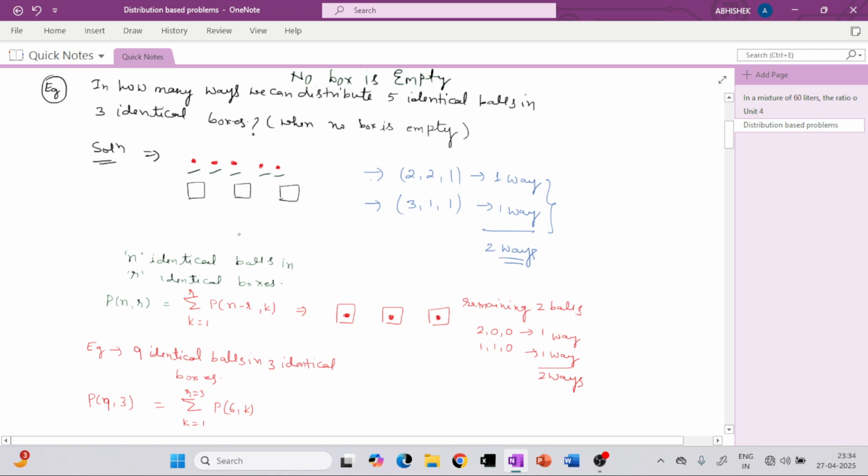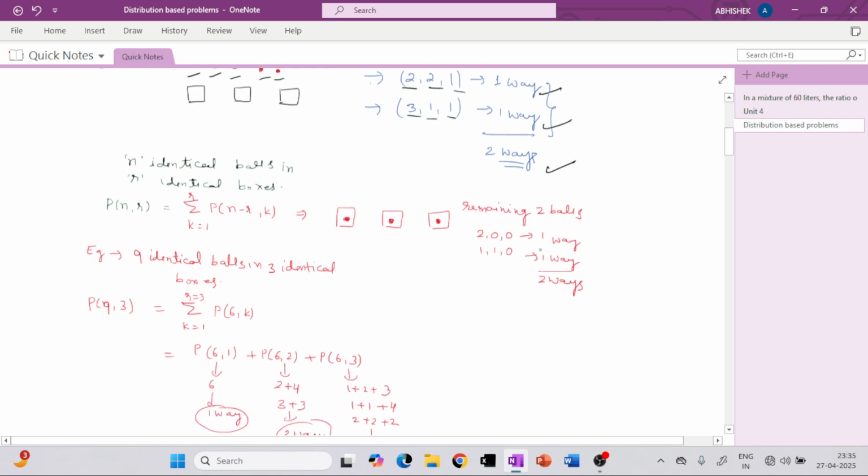Okay, so now we have to keep these five balls in these three boxes. Balls are identical, boxes are identical. So these balls can be kept in 2 2 1 way and 3 1 1 way. That means two balls in the first box, two balls in the second box, and one ball in the third box. Similarly, three balls in the first, one ball in the second, and one ball in the third. Because balls are identical, each can be kept in only one way, so the total number of ways will be two ways in this case.